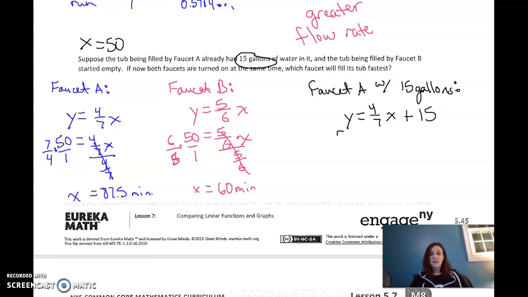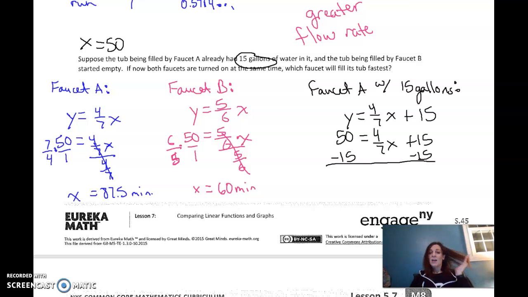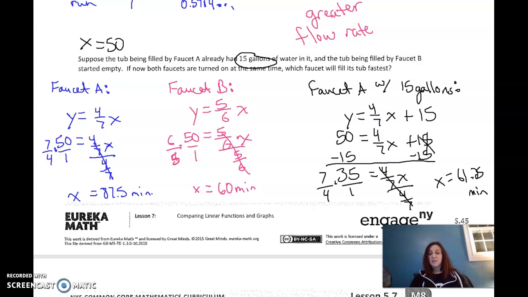And again, going to plug 50 in. 50 equals 4/7 times x plus 15. I'm going to subtract 15 from each side. That works out to be 35. And then again, dividing by 4/7 or multiplying by the reciprocal. This time I'll try to get it right. That's going to leave us with x equals 61.25 minutes. Because again, 7 times 35 and then 4 in the bottom, so you divide by 4.